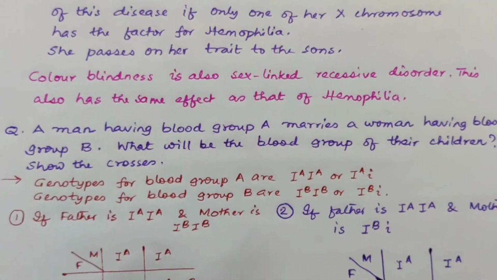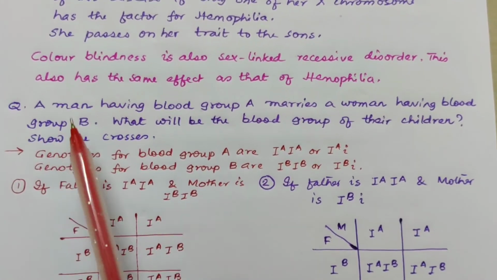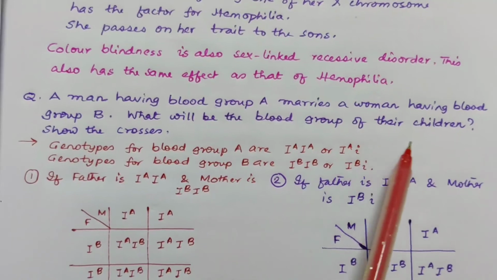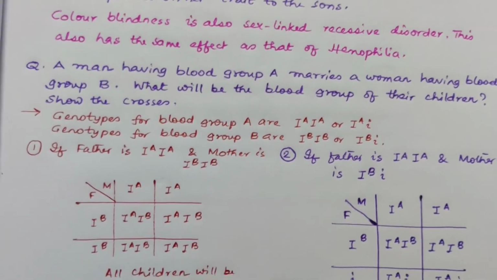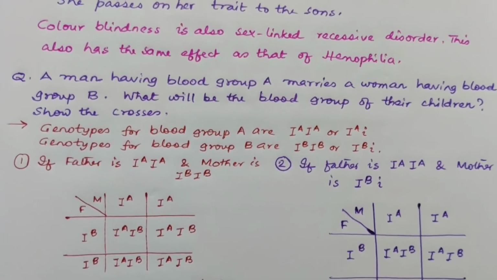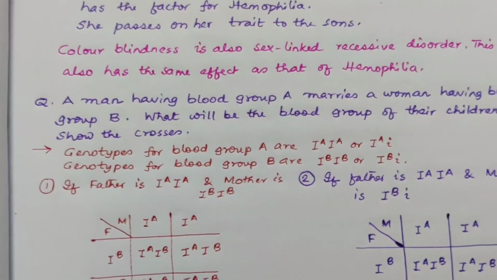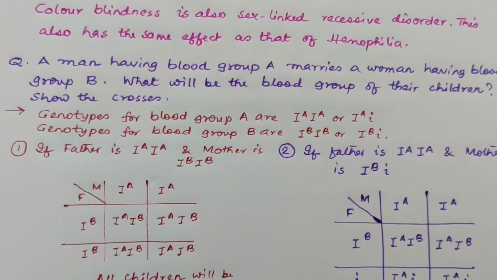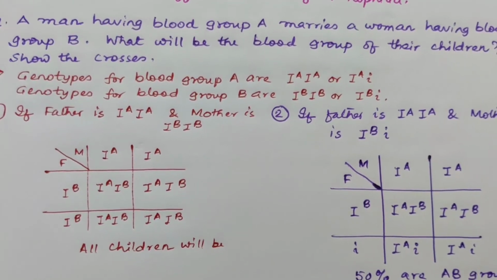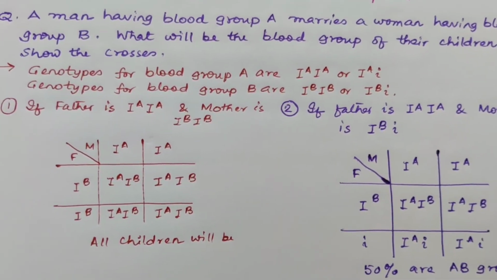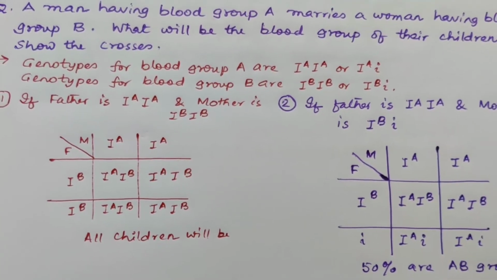Now we come to a question. A question may be given that a man having blood group A marries a woman having blood group B. What will be the blood group of their children? Show the crosses. The genotypes for blood group A are either IAIA or IAi, and the genotypes for blood group B are IBIB or IBi.